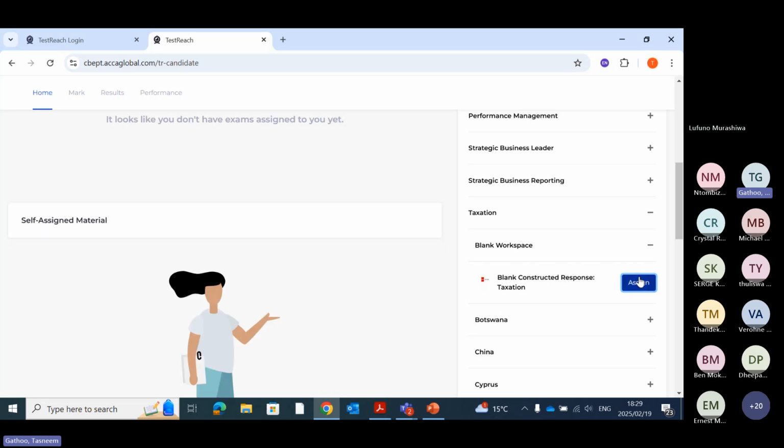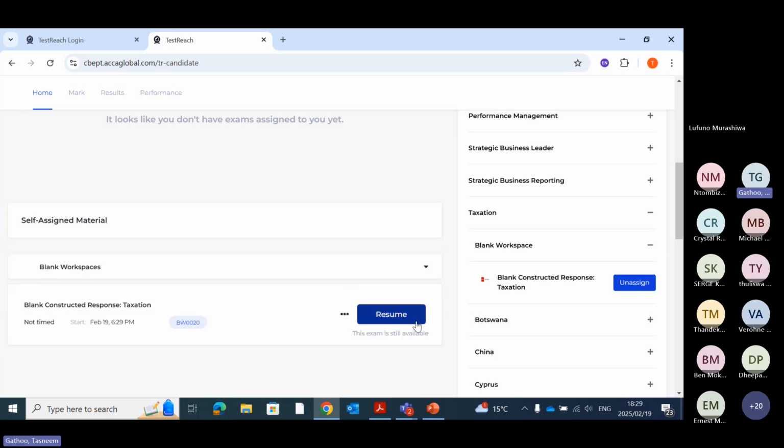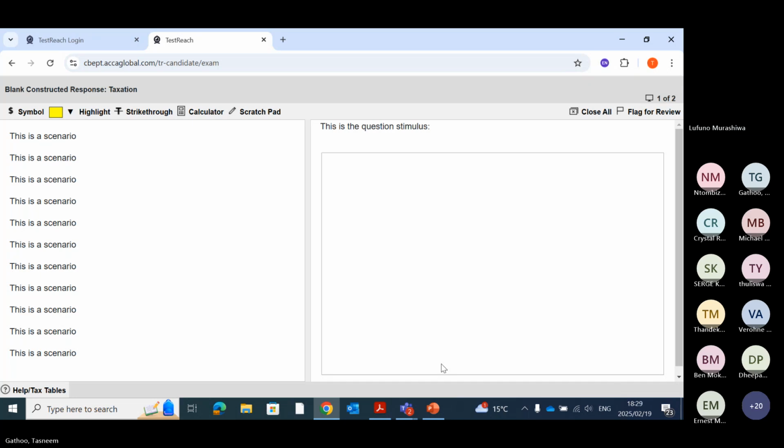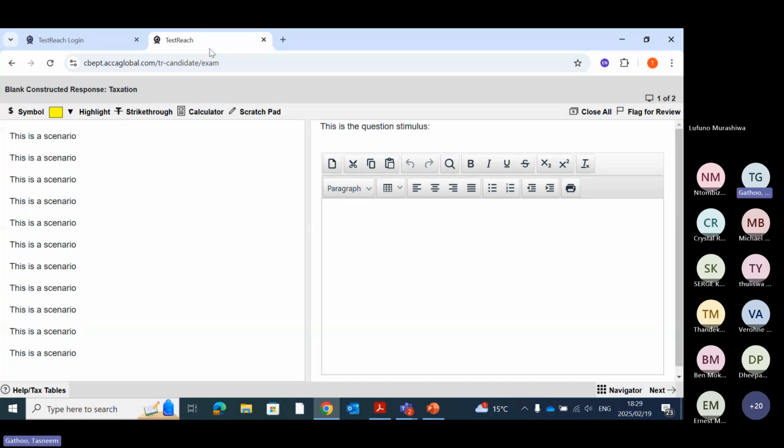I had already assigned it to myself, but what you're going to do is click Assign, and it will automatically pop up here on the left. Let's go into this quickly. This is typically how the question will look even in an exam. You'll have this section on the left, which will be filled with the scenario of your question. In this section at the top, the required, or the question, will be put, and here is the area where you can type in your response.